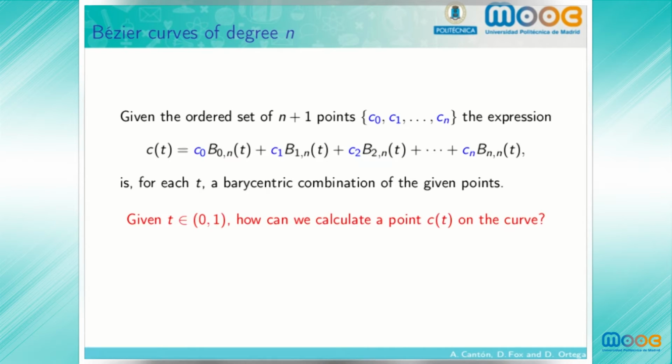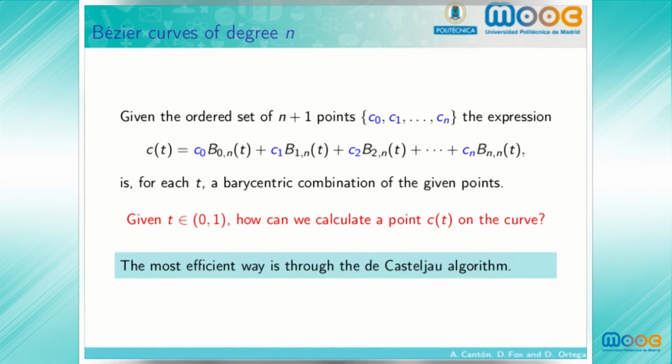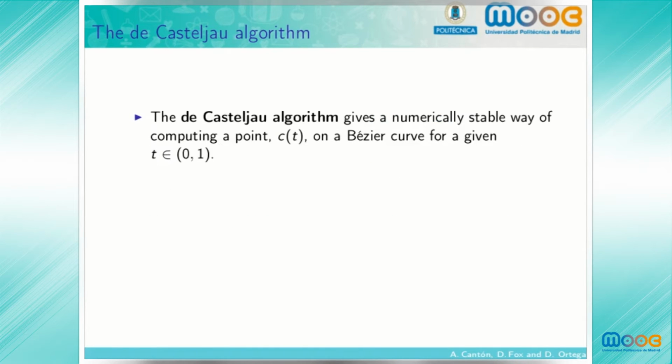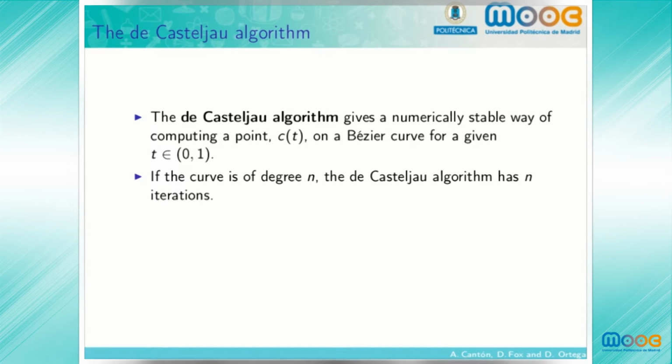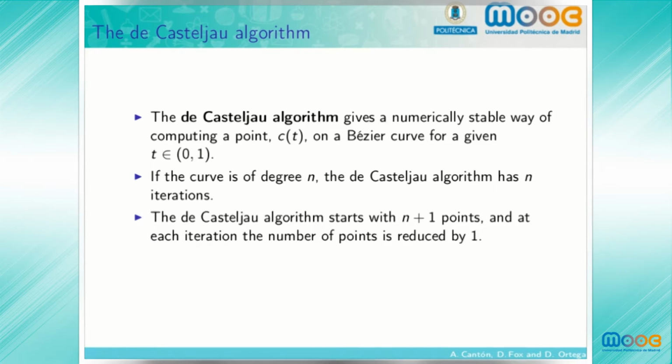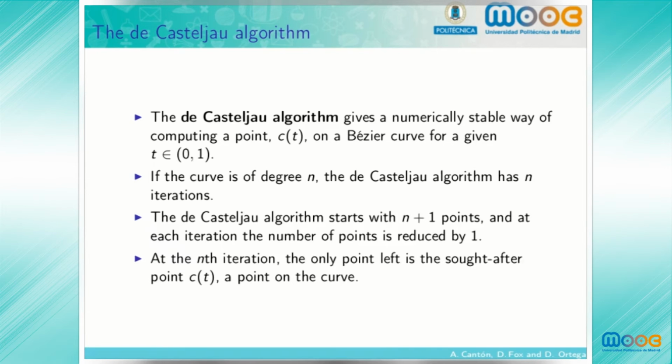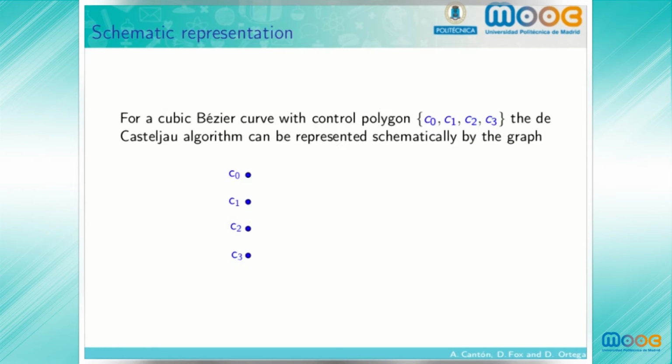Given t between 0 and 1, how can we calculate a point C(t) on the curve? The most efficient way is through the Casteljau algorithm. The Casteljau algorithm gives a numerically stable way of computing a point C(t) on a Bezier curve for a given t between 0 and 1. If the curve is of degree n, the algorithm has n iterations. It starts with n plus 1 points, and at each iteration the number of points is reduced by 1. At the nth iteration, the only point left is the sought-after point C(t), a point on the curve.